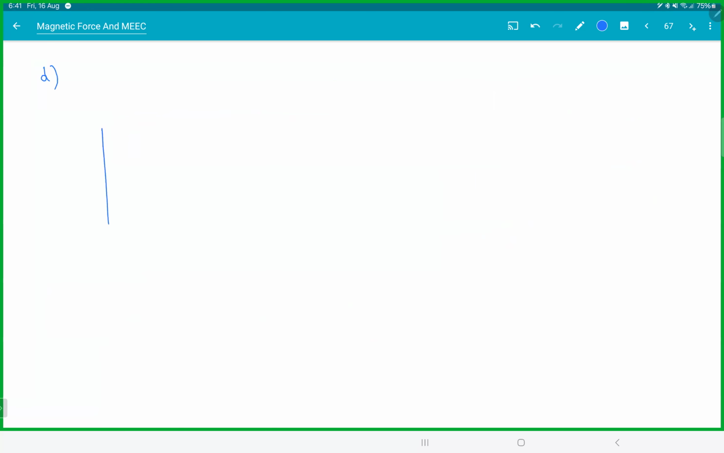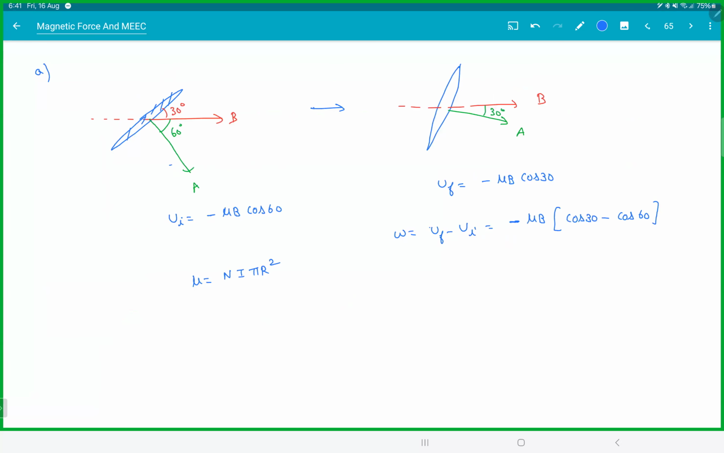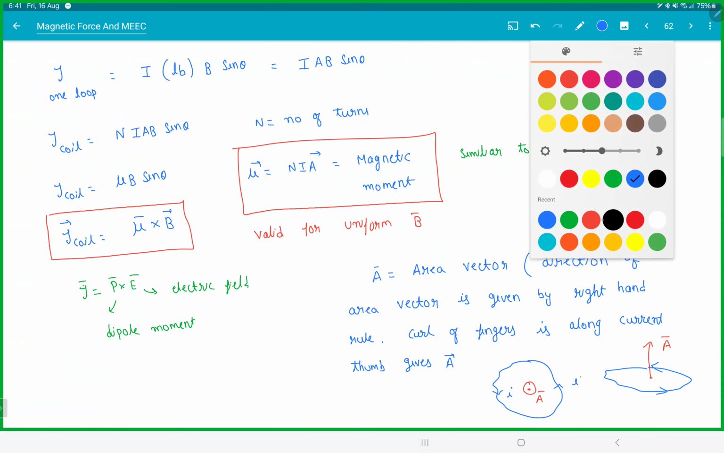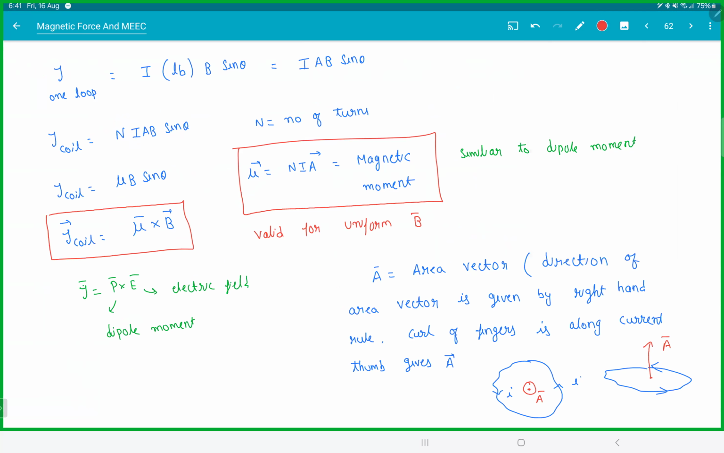Suppose I have coils like this. One more thing I forgot to write here. Even though we derived this for a uniform field and for a rectangle, it holds for uniform B and any coil, like a coil of any shape in a plane. So even though I derived this for a rectangle, I could have taken any random amoeba shape.